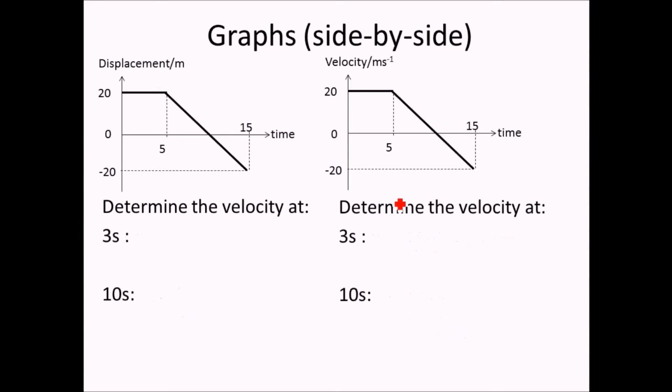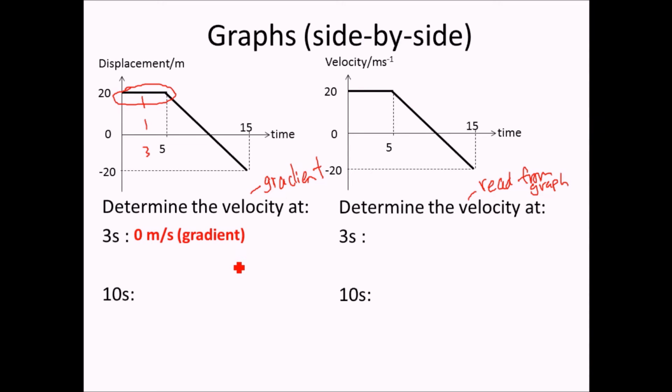Let's move on. Now, what if you need to determine the velocity at 3 seconds and 10 seconds? Again, the velocity is found using the gradient, and for the velocity time graph it is found by reading the graph. So see the difference between the two. The gradient in this case for the first 3 seconds is just the same. From 0 to 5 seconds the gradient is the same, so at 3 seconds it will be the same as the rest, 0 meters per second.